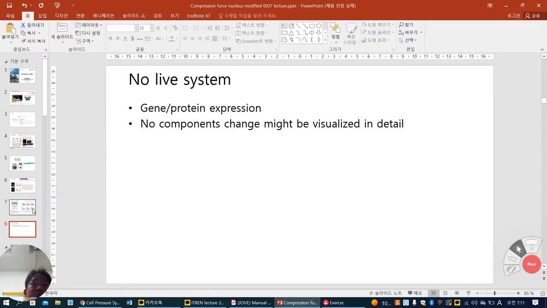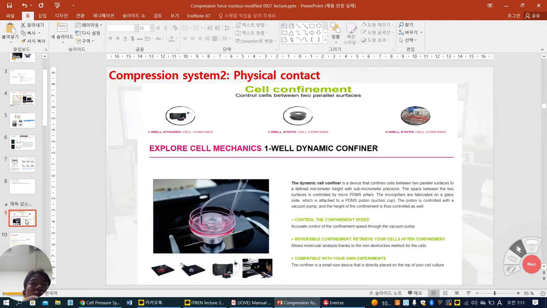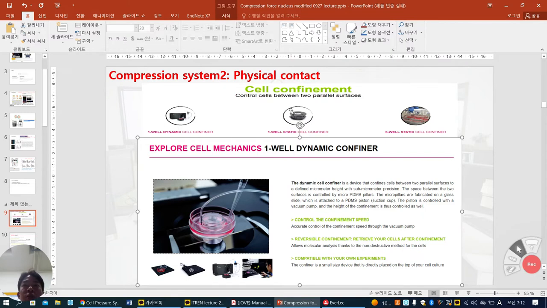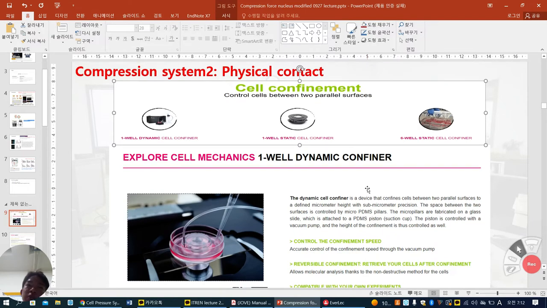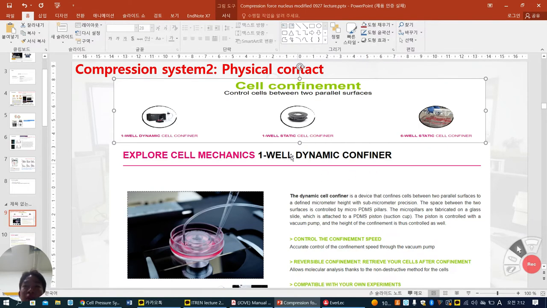Okay. So this is the second system. The second system is more dynamic. You can visualize the cell. So this is a cell confinement system. There are three: one well dynamic, one well static, six well static. So I'll introduce the one well dynamic confiner, which is mostly used by research scientists.